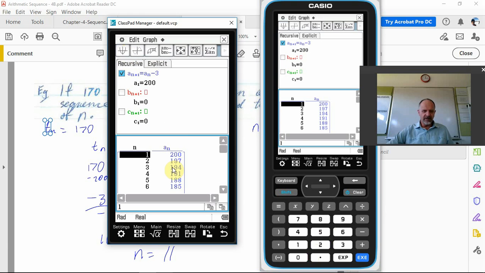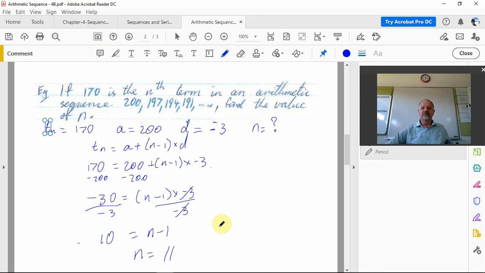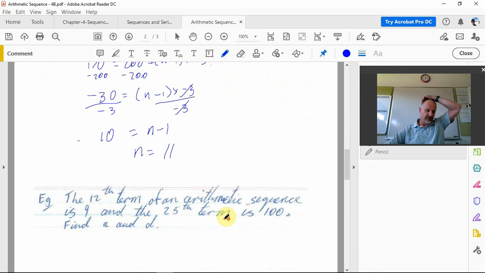Figure that out, and then you just scroll down. There we go. 170, term 11. All right. So the value of n, 11. Let's have a look at another one.